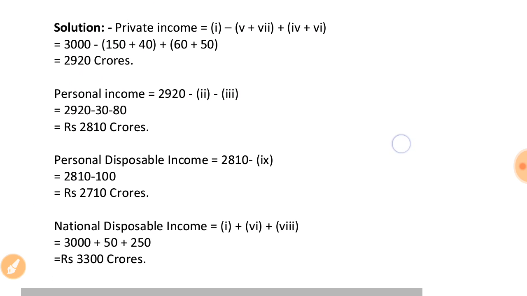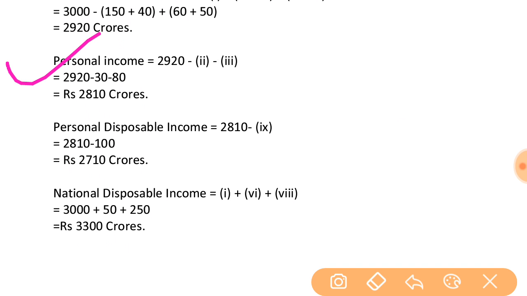So next, personal income. So what is personal income? We have already got the definition of personal income. The definition of personal income means it refers to an individual's total earnings from wages, investment, entrepreneurships and other ventures. So from the private income, what we have to deduct? We have to deduct saving of private corporation sector and corporate tax. When we deduct this from the private income, then we will get the personal income.